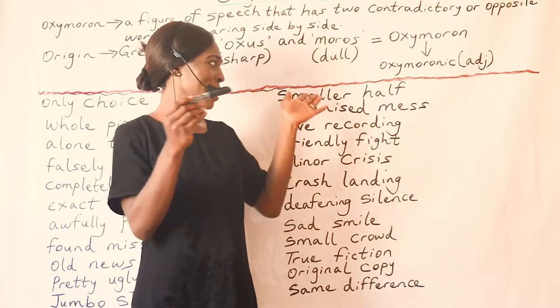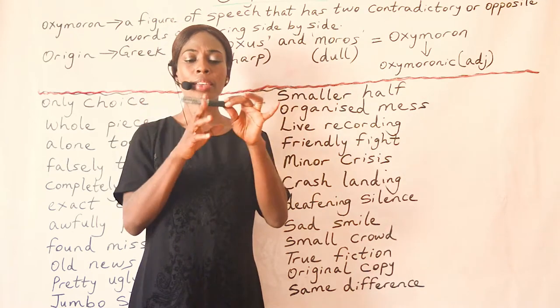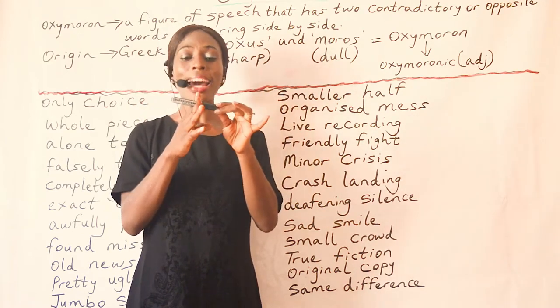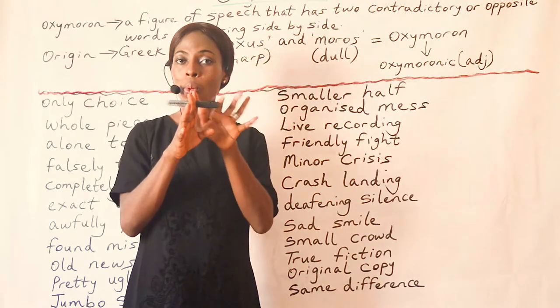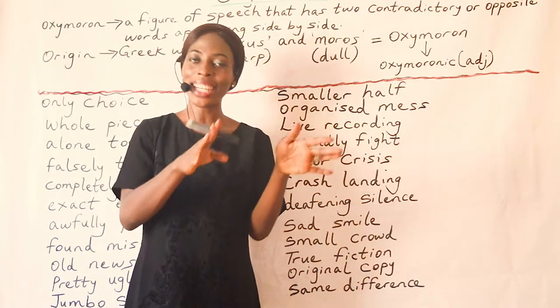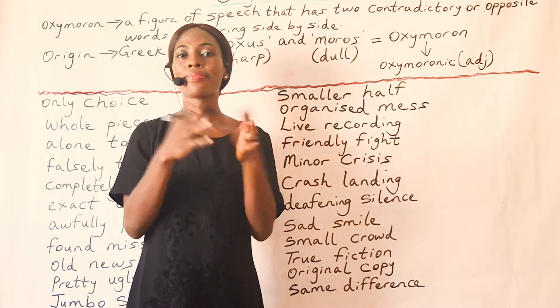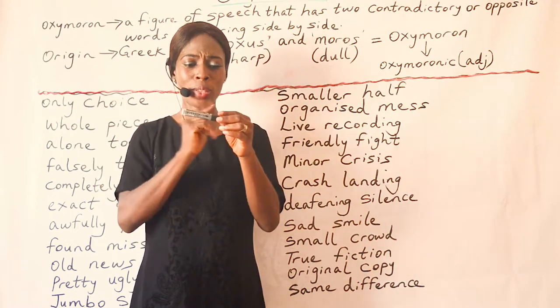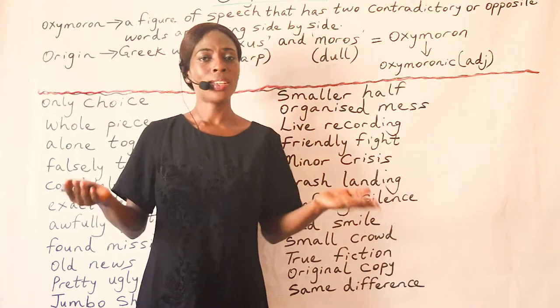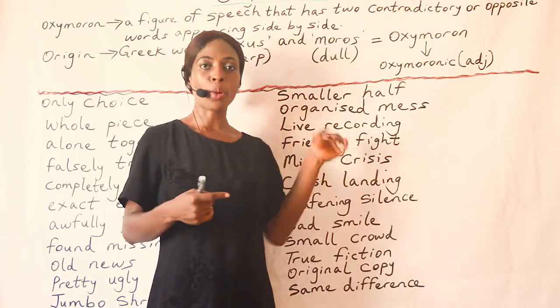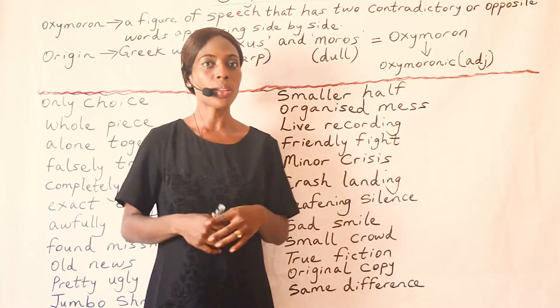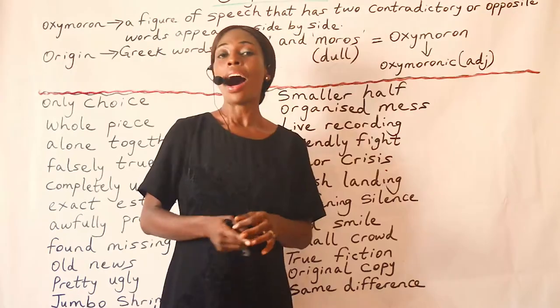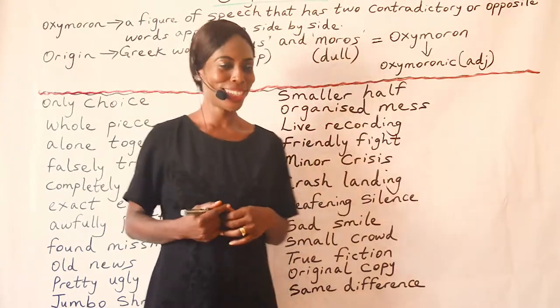So how can you get a smaller half? There is nothing like smaller half. A half means both sides are equal. But oxymoronically, you have smaller half. Half means the two sides are equal. Small means one side is smaller. So how can you combine smaller and half together in a sentence? It's oxymoronic. I hope you're getting a good laugh.